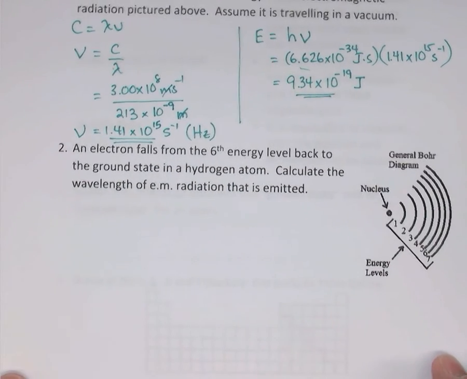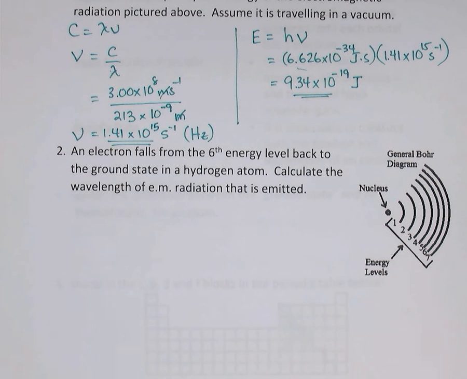Question number 2. This is one of the harder problems in the first unit mathematically. An electron falls from level 6 back to the ground state in a hydrogen atom. Calculate the wavelength of electromagnetic, EM, radiation that is emitted.